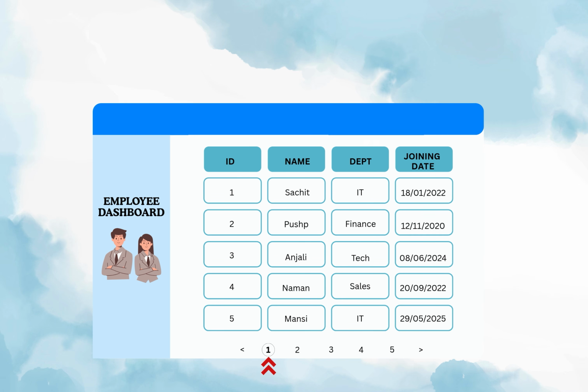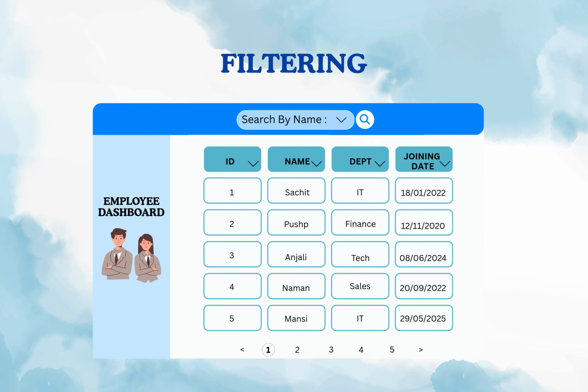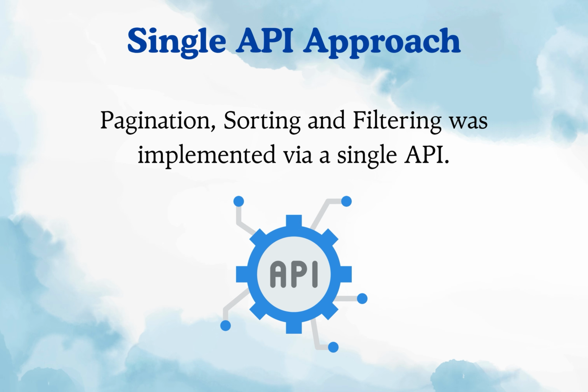Then we extended it with sorting so users could sort by different fields. And finally, we introduced a search bar where the user could type an employee's name and our API would filter results accordingly. So the beauty of our approach was that all of this, pagination, sorting and search, worked seamlessly through a single API.